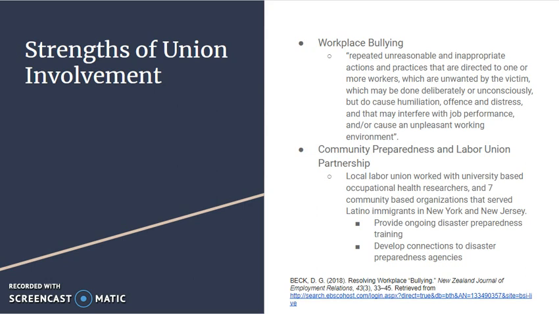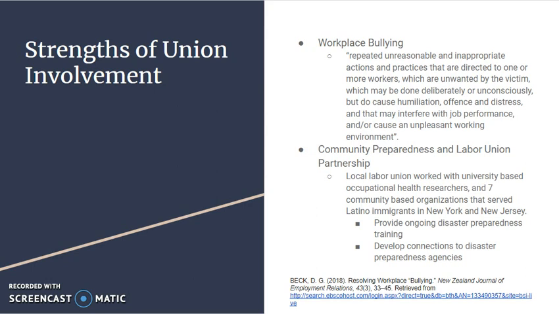In another event, following Hurricane Sandy in 2012, there was a need for cleanup efforts in both New Jersey and New York. Latino immigrants played a vital role in this cleanup initiative. The laborers received federally funded short-term occupational safety and health training through community-based organizations to reduce the risk as well as hazards to themselves. This was an initiative that included university-based occupational health researchers, local labor unions, and 7 community-based organizations that serve Latino immigrant communities in both New York and New Jersey.